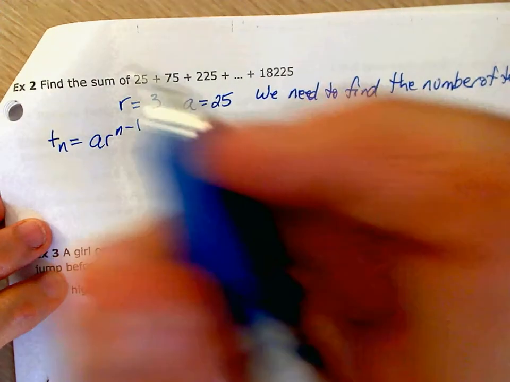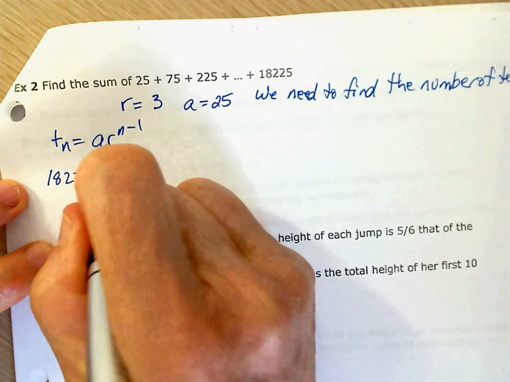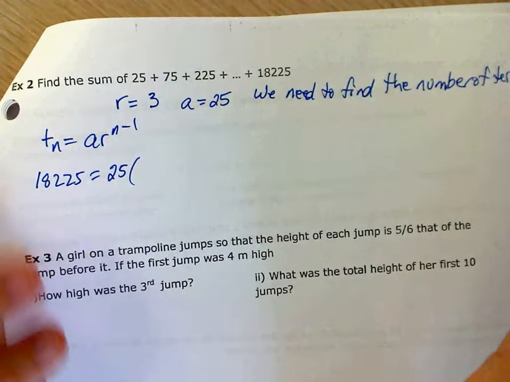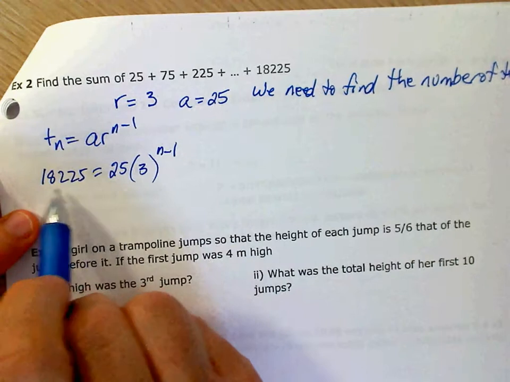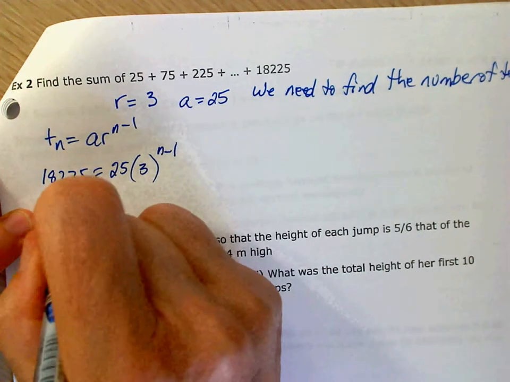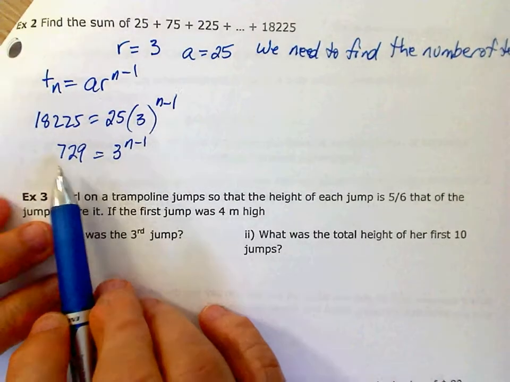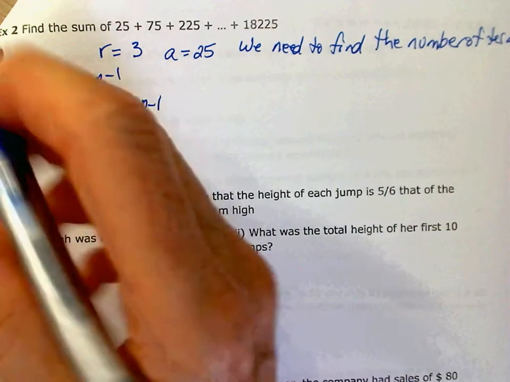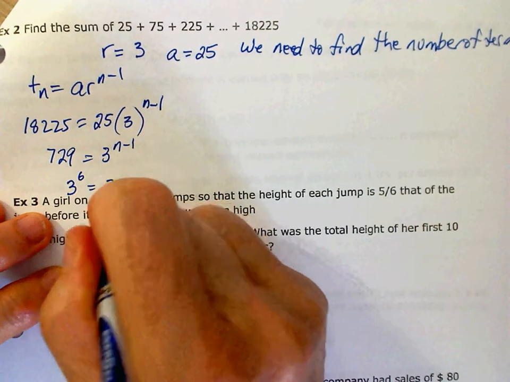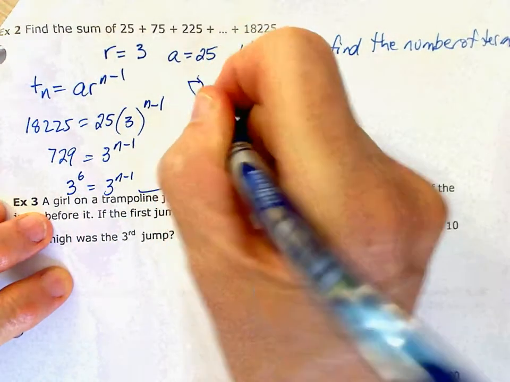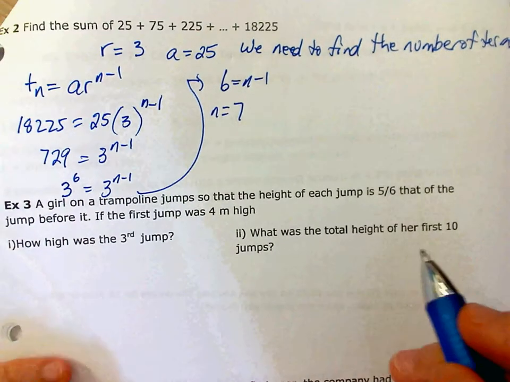So the last term is 18,225 equals 25 times 3 to the n minus 1. Divide both sides by 25 and you get 729 equals 3 to the n minus 1. Now, in order to solve for an exponent, we need the same base. So you do trial and error if you have to. 3 to the 6 equals 3 to the n minus 1. So 6 equals n minus 1, n equals 7. So there are 7 terms.